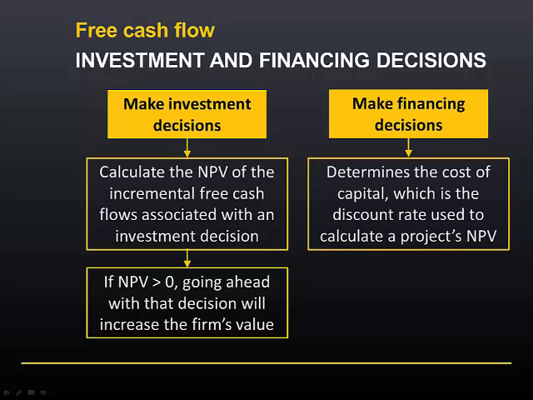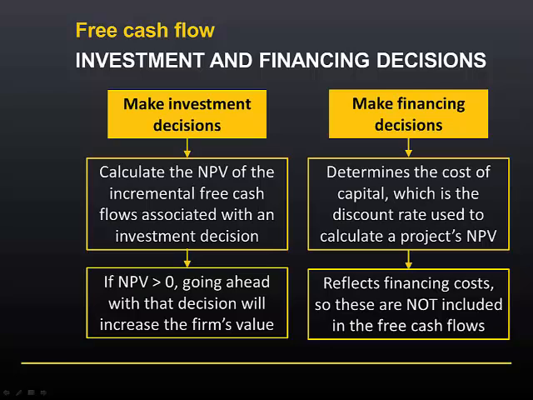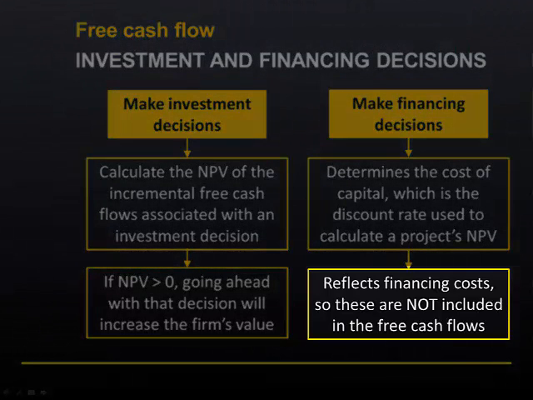Financing decisions, decisions about how to raise the capital needed for the investment decisions, determine the cost of capital, the amount of money we have to pay to providers of capital for the privilege of using their money. That cost of capital is the discount rate that we will use in calculating the NPV of a project. In this topic we will take that as a given. The important thing for us to remember is that the cost of capital reflects the financing costs. The more it costs to raise capital, the higher the cost of capital, and this will impact upon the NPV.